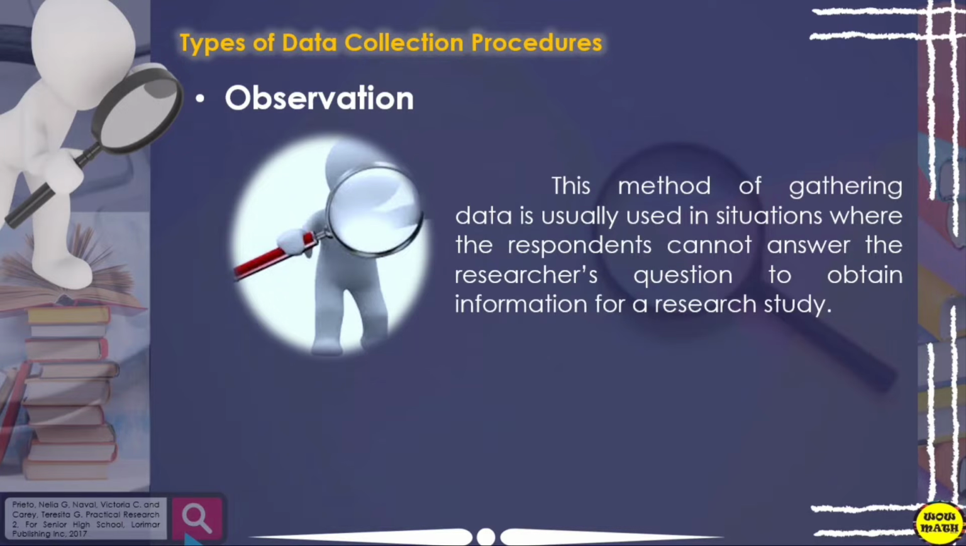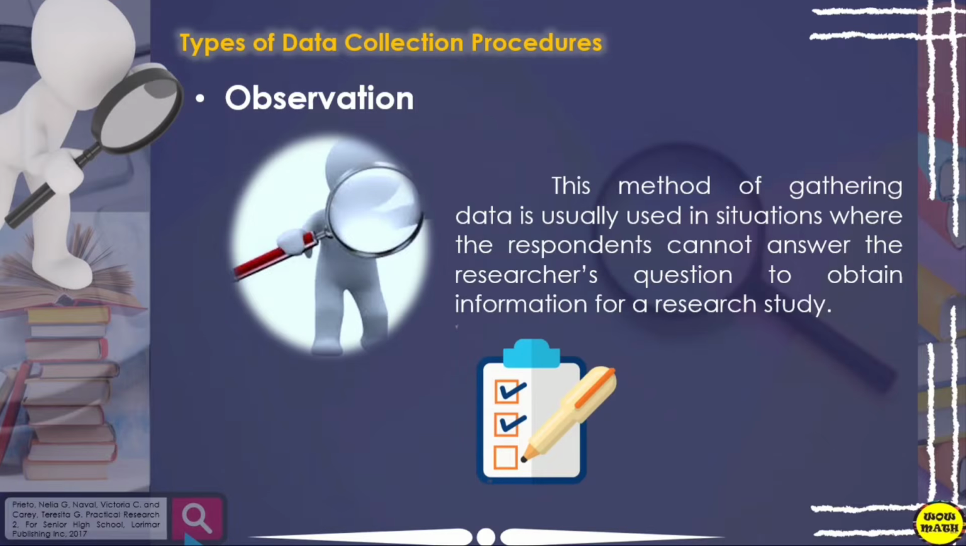So paano ba ginagawa ng researcher yung observation? So dapat bago ka pumunta doon sa lugar na i-observe mo, kung grupo ba ng tao yan or is a specific object na kailangan mo i-observe, so dapat meron kang checklist. So ito ay importante na alam mo na agad yung focus na i-observe mo. So, dapat po, hindi ka pupunta din sa lugar na yon na hindi mo alam yung i-observe.